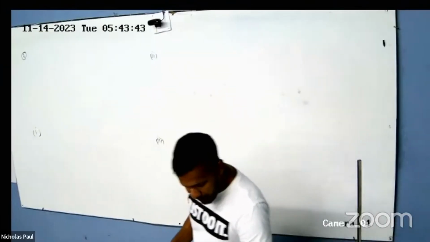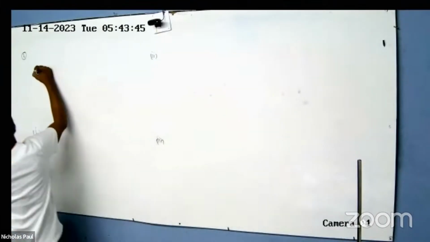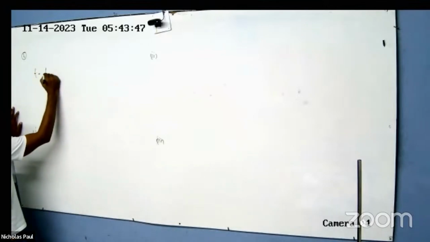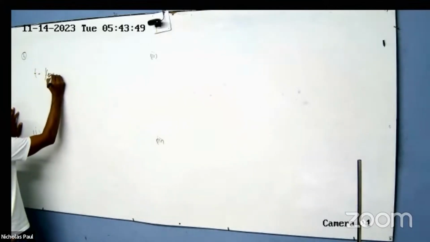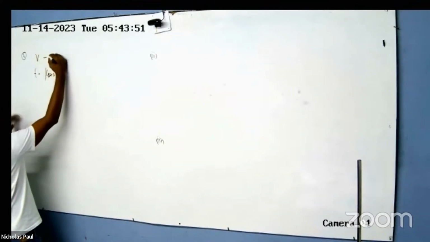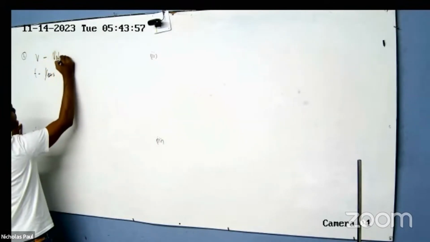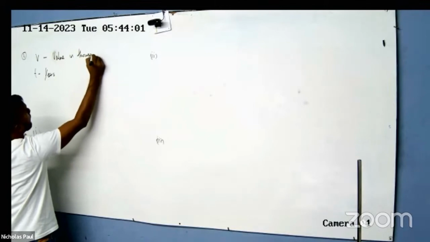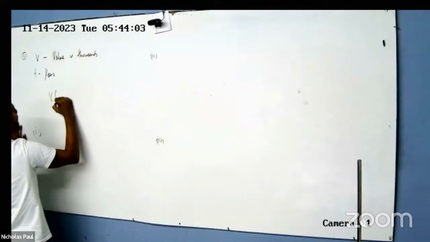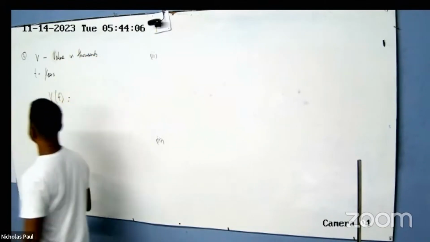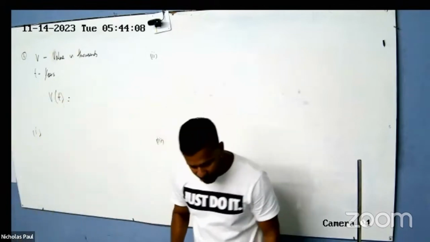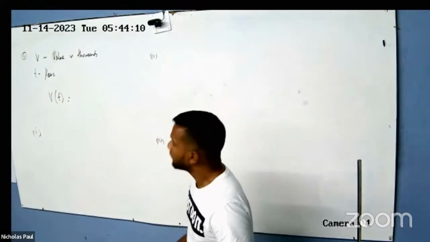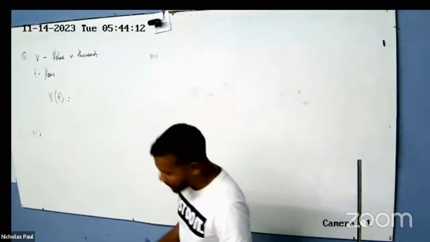Right, so given here V and T. T is in years, and V is the value in thousands. So the equation I'm going to give you is V of T. All right, because that's what you're going to see in exams.